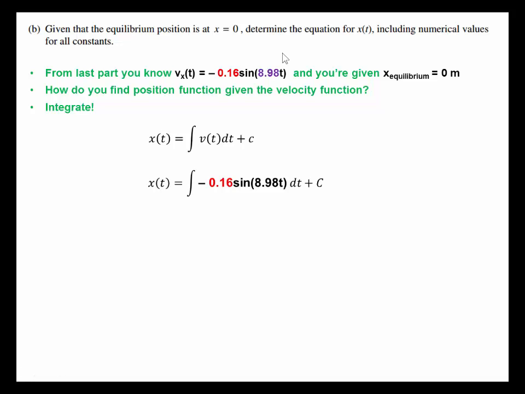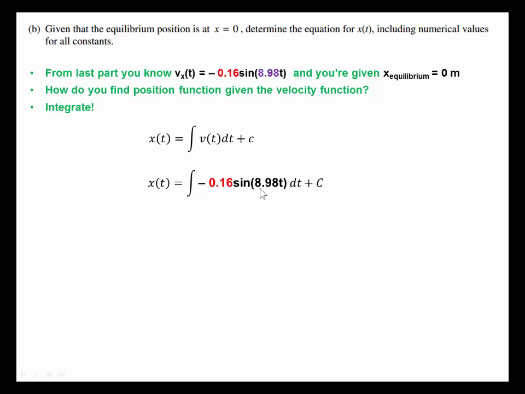Go ahead and do this, and when we do this, our constant negative 0.16 meters per second can pop out front. And then you ask yourself, if you look at it from an antiderivative perspective, the derivative of what function gives us a sine function? Well, it's a cosine. In fact, when we go from cosine to sine, it's a negative, so we're going to have to throw a negative in as well.